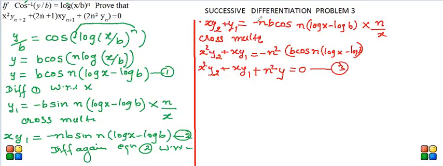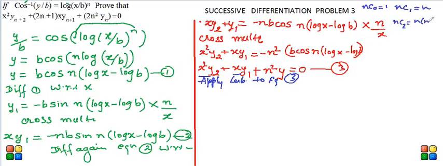Now we will apply Leibniz to the equation 3. Okay, first we will take this pair, after that this one, then this. So x square y2, again as a rule we know nC0 is 1, nC1 is n, and nC2 is n into n minus 1 by 2 factorial, as in the previous problems I told you. In this case I directly write 1, n, and n into n minus 1 by 2 like this.